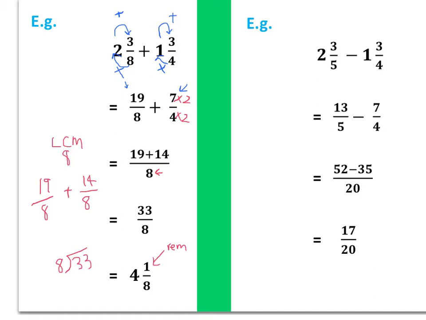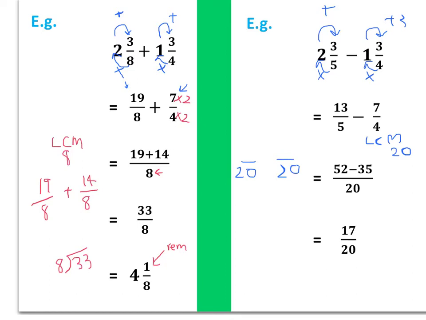Our second example over here is a takeaway. So we do the same first step, changing it into an improper fraction. 5 times 2 is 10, plus 3 is 15. Takeaway, 4 times 1 is 4, plus 3 is 7. Here we have our second step to make a common denominator. The lowest common multiple of 4 and 5 is 20. So we want both of our fractions over 20.